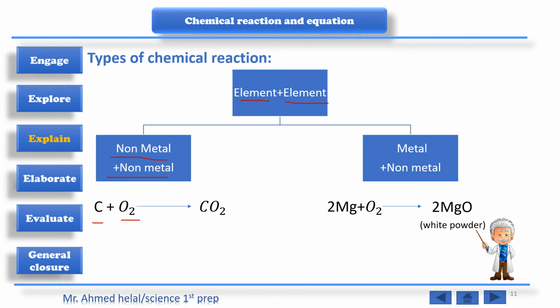And it may be between a metal and a non-metal, metal element plus non-metal element, like Mg, this is a metal, plus oxygen, this is a non-metal, equal to MgO. This is a white powder, MgO.